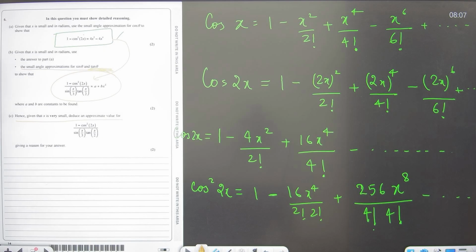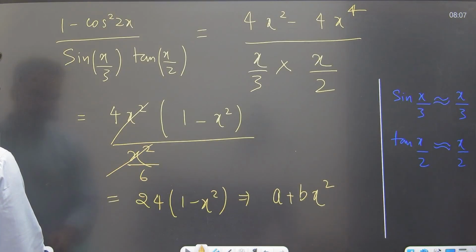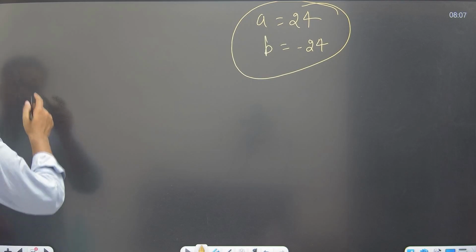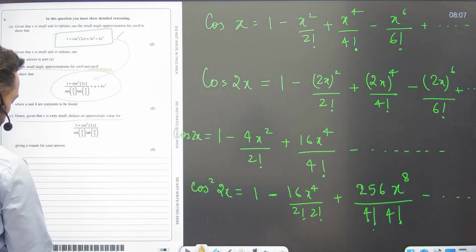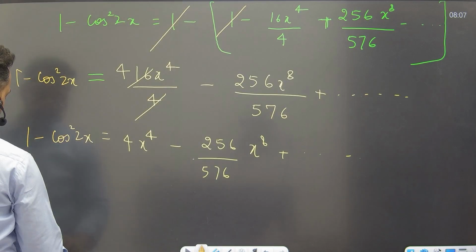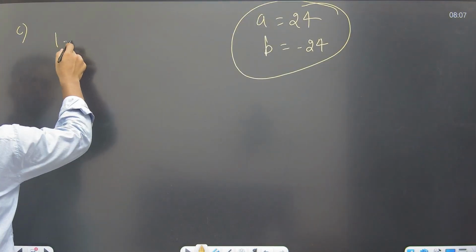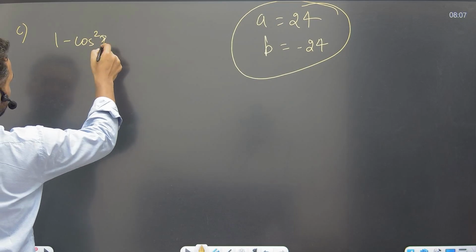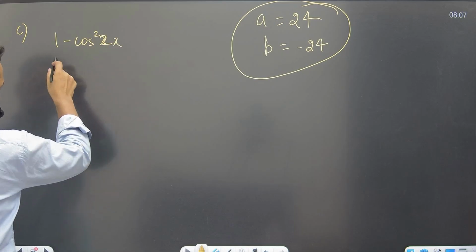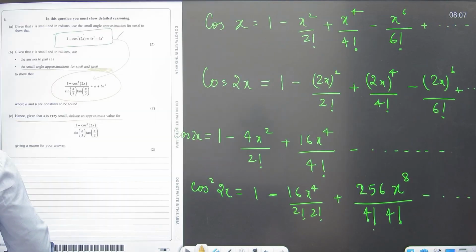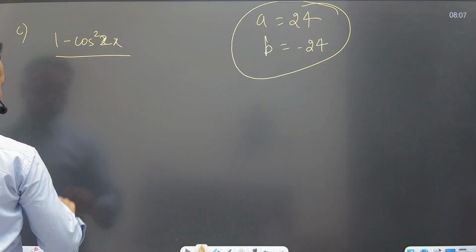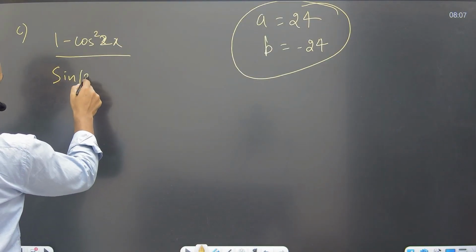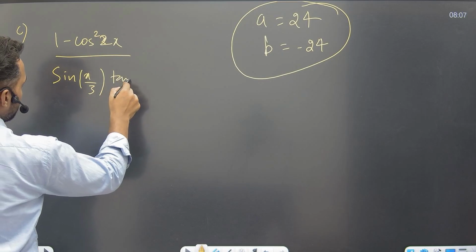Okay, so the C part is what we are doing here: 1 minus cos square 2x upon sin x by 3 tan x by 2.